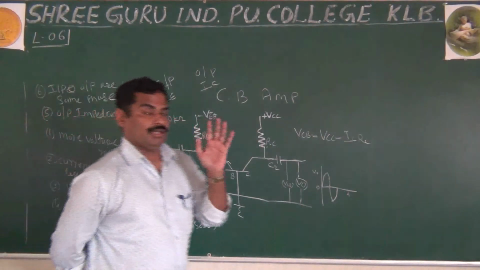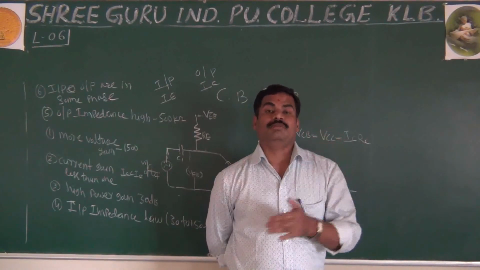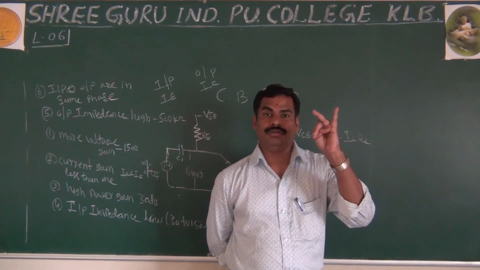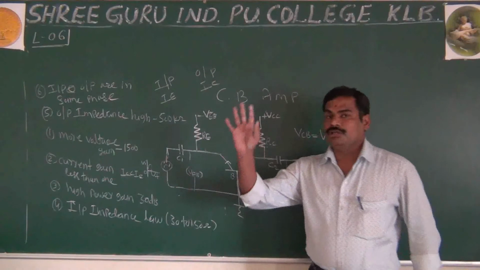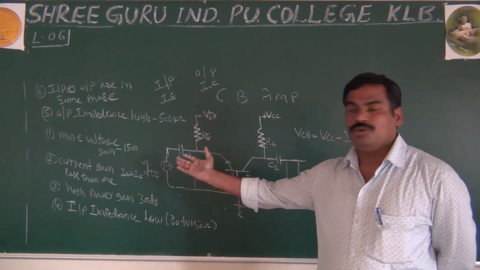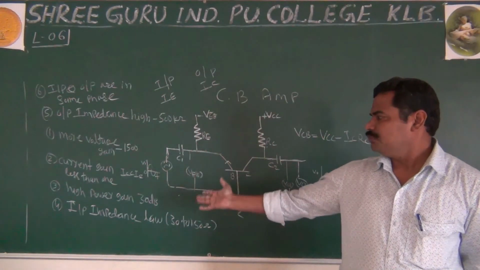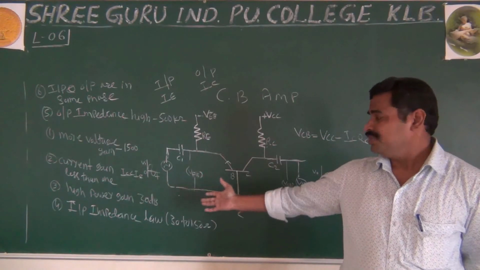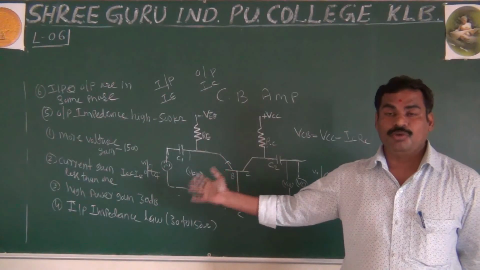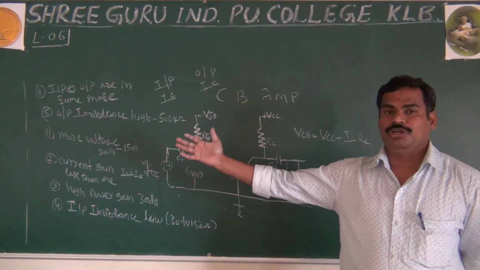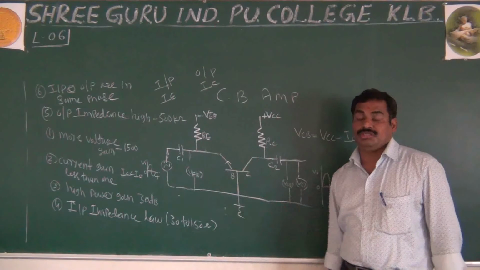Once again, repeat. As you have studied in the beginning classes, we give importance to the different parameters: current gain, voltage gain, power gain, input impedance, output impedance. For your common base amplifier, you have more voltage gain, nearly about 1500, current gain less than 1 or nearly equal to 1, power gain moderate or you can say high, nearly 30 dB, input impedance very low, it may be 30 to 150 ohms as given in your book, output impedance very high, nearly 500 kilo ohms, and finally the input and output are in the same phase.